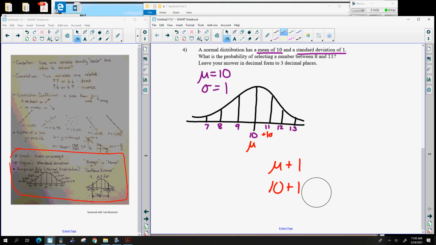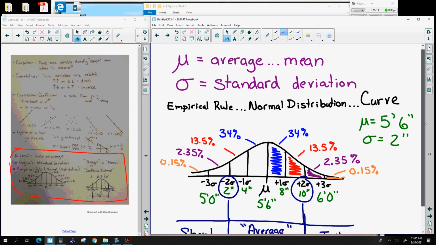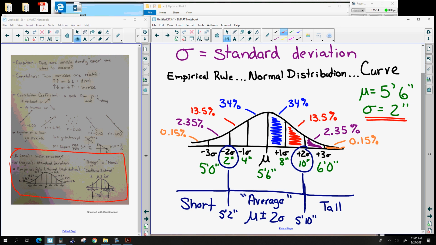However, if the standard deviation, for instance, is 2, that would be 12. So you don't necessarily go up by 1. You go up by 1 standard deviation. So back to this brief example, notice how the standard deviation was 2 inches. Thus, when I added a standard deviation to the average, it went up to 5'8", not 5'7", because I go up by 1 standard deviation. I go up by 2.